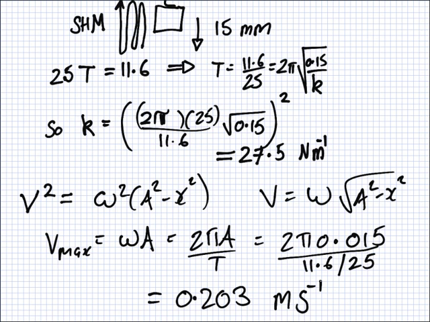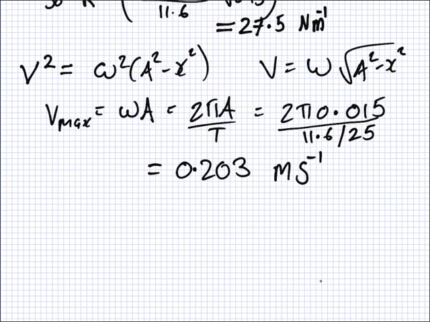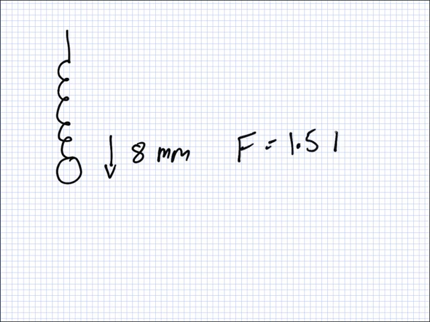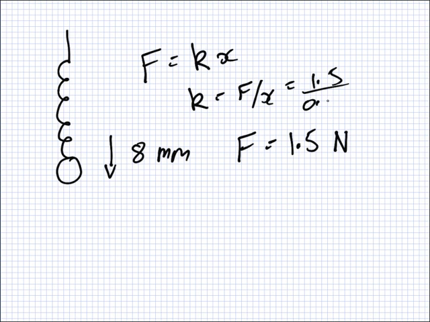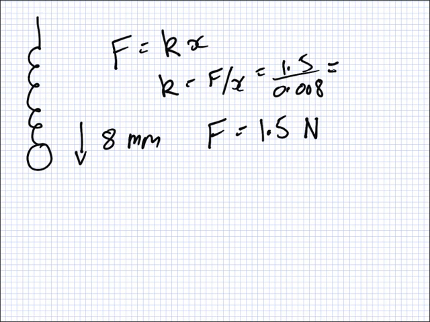Any other questions? Number 5. What's number 5 about? A spiral spring is extended 8 millimeters by a force of 1.5 newtons. Determine the force constant of the spring. That's F equals kx. So k equals F over x. So that's 1.5 over 0.008. What is that, by the way? 187.5. Okay, what's the next part?